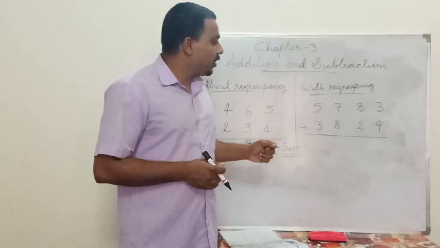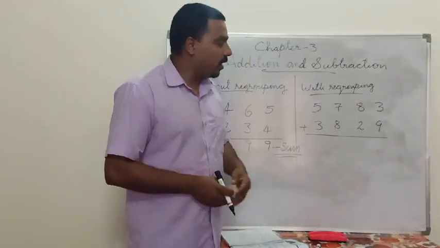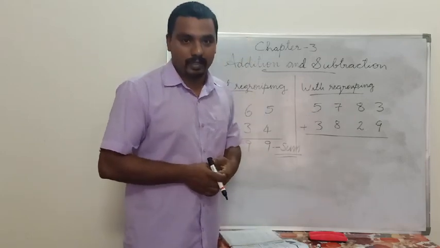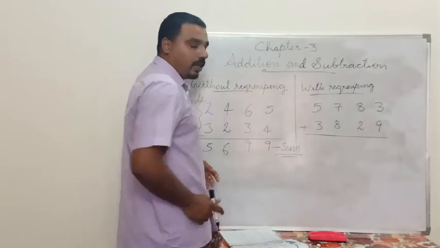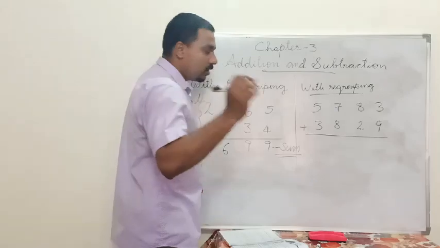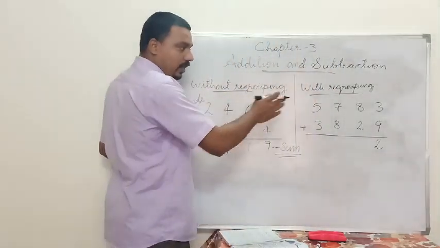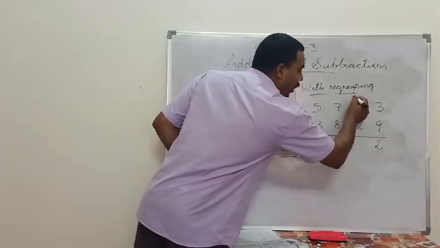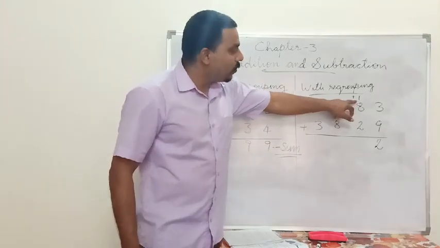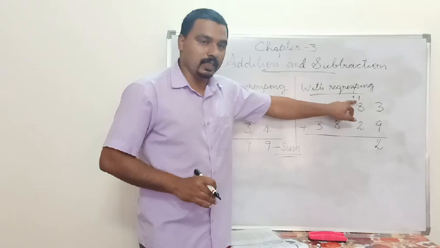So this is without a regrouping, and now with the regrouping. Some of you have the habit of not writing the numbers we need to regroup, and when you add the next number, it will not be added. Just see how to add with the regrouping. So here 3 plus 9 is equal to how much? 12. 2 we have written in the place of ones, and 1 we have regrouped. So what are the numbers we need to regroup, we have to write them. Otherwise some of you will forget to add this.